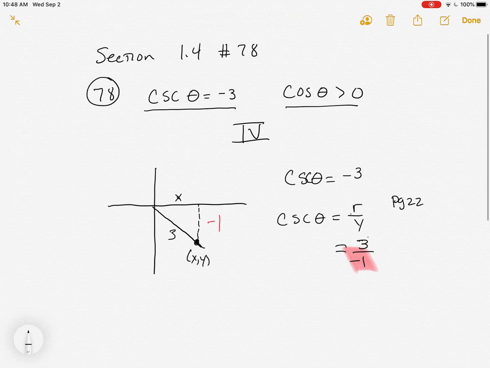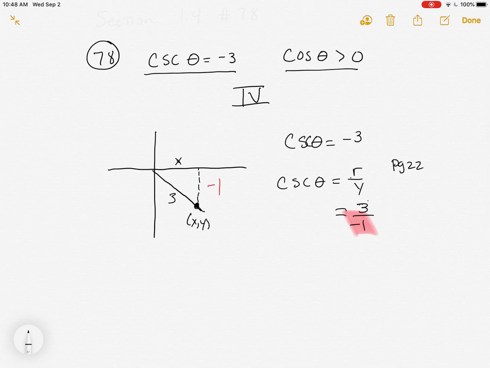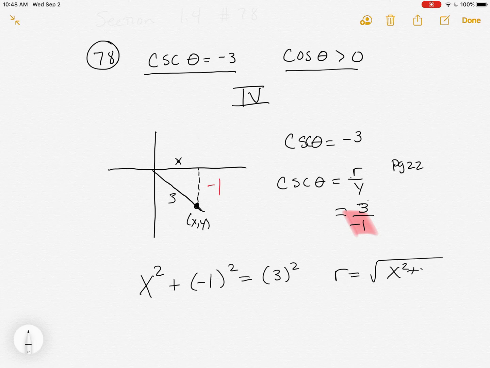Perfect. You know the Pythagorean theorem, so you can figure out x, right? Since pre-algebra, we've been using the Pythagorean theorem. So what do we know? We know x squared plus y squared is equal to r squared, right? You can use r is equal to the square root of x squared plus y squared. So again, the books would say r is equal to the square root of x squared plus y squared.